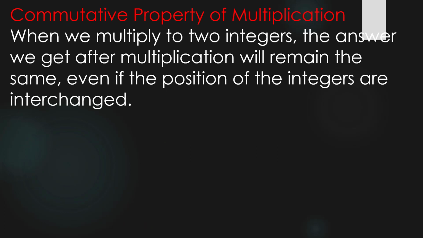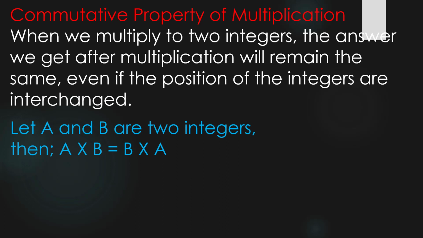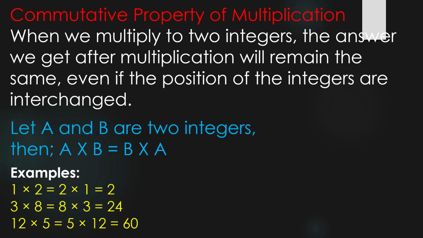Commutative property of multiplication. When we multiply two integers, the answer we get after multiplication will remain the same, even if the position of the integers is interchanged. Let a and b be two integers. Then a into b equals b into a. Let's have an example. 1 into 2 equals 2 into 1, that equals 2. 3 into 8 or 8 into 3 equals 24.